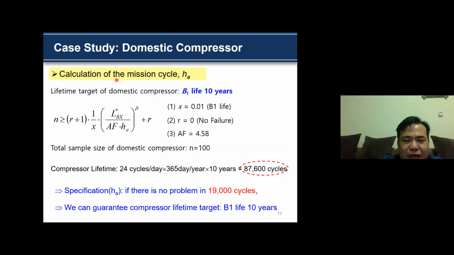I will explain how to calculate the mission cycle. The life target of the domestic compressor is beyond 10 years, and the acceleration factor is 4.6. Total sample size is 100. Compressor lifetime for 10 years is 87,000 cycles. If there is no problem at 90,000 cycles, we can guarantee the compressor lifetime beyond 10 years.